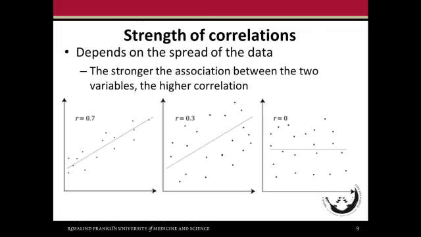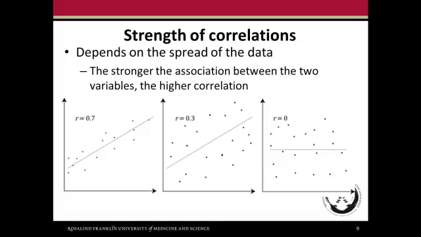Here, on the left-hand side, we have a correlation coefficient of 0.7. You can see that it's also positive, so as we increase our values of X, our values of Y are also increasing, and the scatter of our plots is not too far off that line, so it's going to be a value of 0.7.